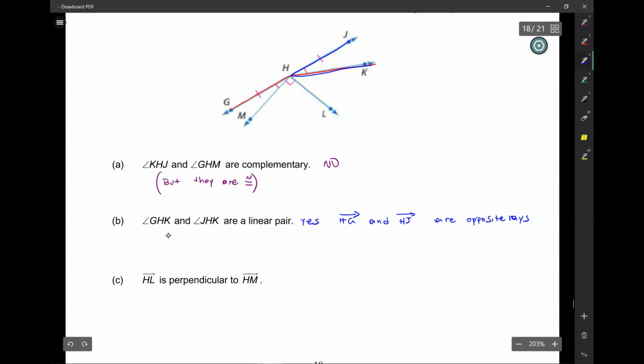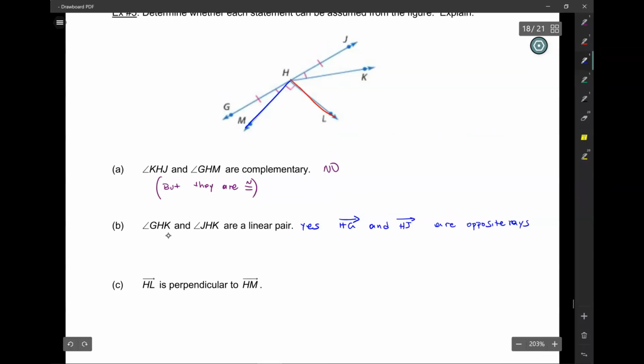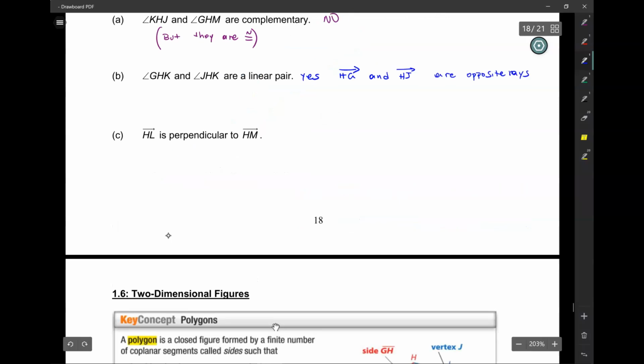Next, HL. I like to do it with a pencil so I can erase the diagrams. HL, I'm going to highlight that again, is perpendicular to HM. Yes or no? Yes. Why? Because it's a right angle. Because they show the right angle. There's a box, because there is a square.